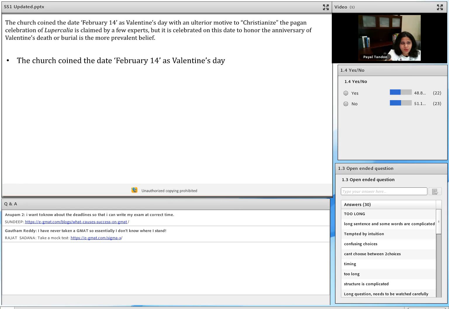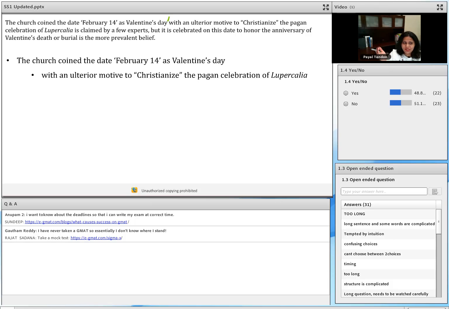Okay, the church coined the date February 14th as Valentine's Day. Now I have this "with" here, okay, let me get my pen here. I have this "with" here, so I just pause here first, right? The church coined the date Feb 14th as Valentine's Day. So who coined the date? Church, Feb 14th as Valentine's Day, with an ulterior motive to Christianize the pagan celebration of Lupercalia. Okay, so what was the motive?